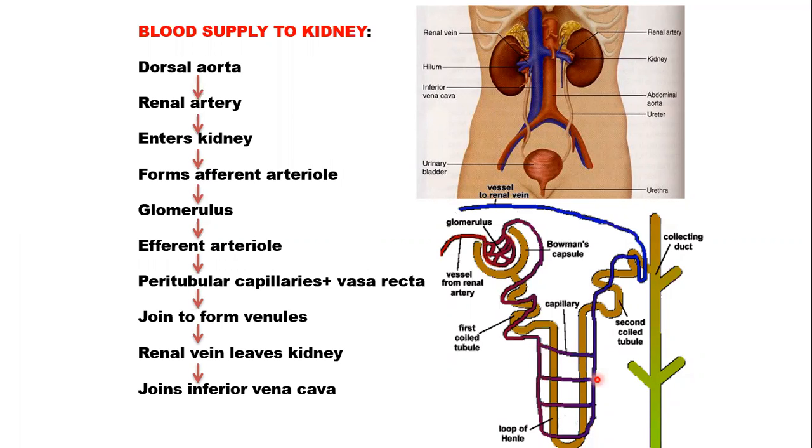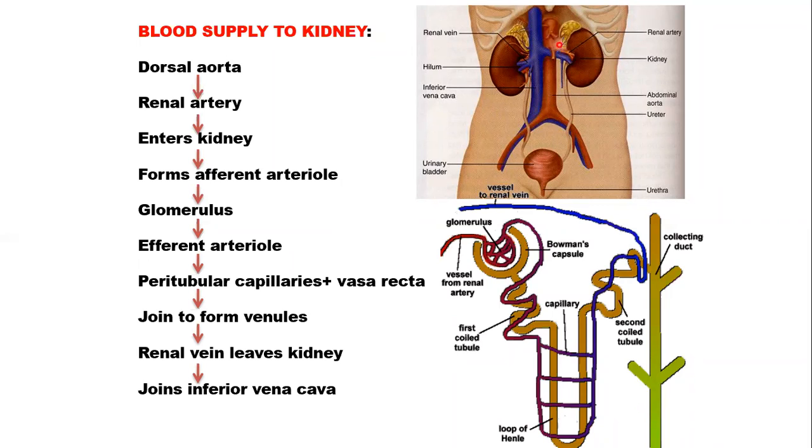Now these peritubular capillaries and Vasa recta are going to join the renal venule. Can you see this is the renal venule? The renal venule is going to join the renal vein. Can you see the location over here? This blue one is the renal vein. This renal vein is going to enter into the inferior vena cava, and the inferior vena cava is going to carry deoxygenated blood to the heart. Again, from the heart, oxygenated blood is carried by the dorsal aorta.